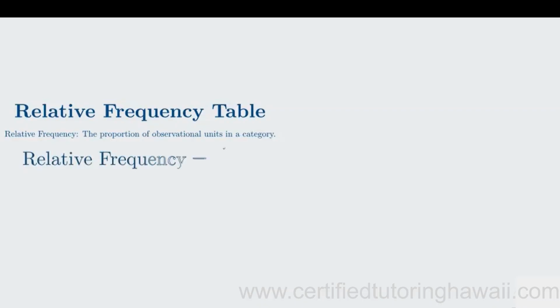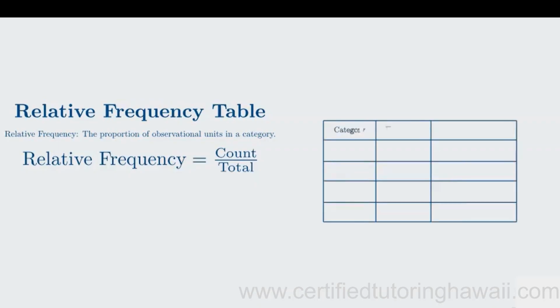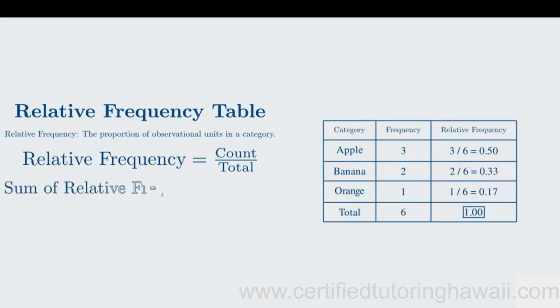Let's use our fruit data again. We had 6 total students. For apples, the relative frequency is 3 divided by 6, which is 0.50. For bananas, it's 2 divided by 6, or approximately 0.33. And for oranges, 1 divided by 6 is about 0.17. A very important check: the sum of your relative frequencies should always add up to 1 or 100%, though it might be slightly off due to rounding.